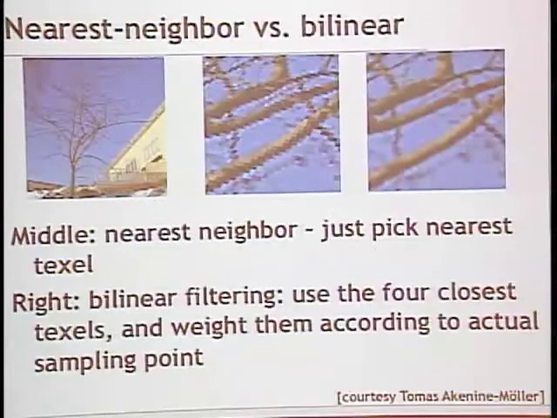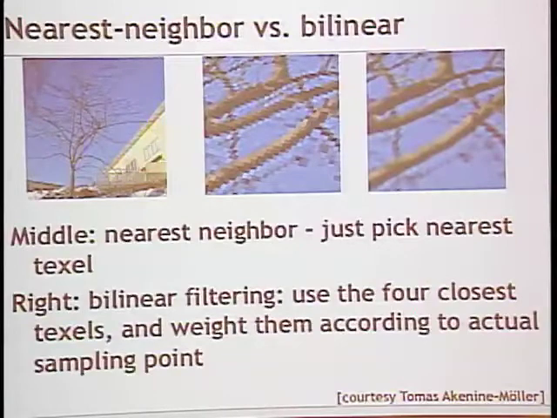All right? So the left is sort of the big picture, and then we have a smaller picture over on the right, which is a close-up. So the middle one is nearest neighbor. And the right one is bilinear sampling. Okay, 4 closest texels, weigh them, and we'll see how the math works in a minute, according to the actual sampling point. All right? So what's the difference between the two? What do you see, how would you characterize those two?